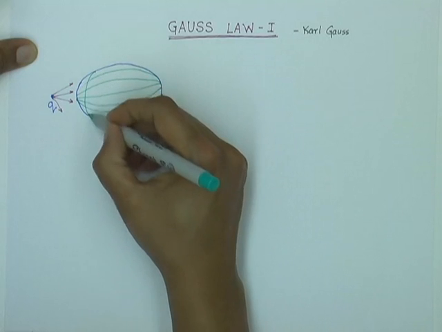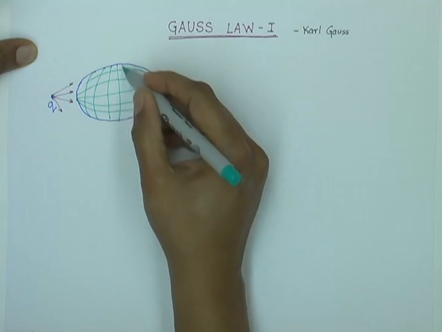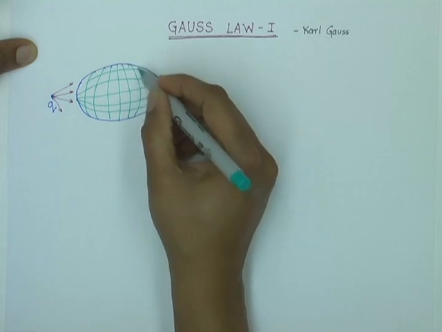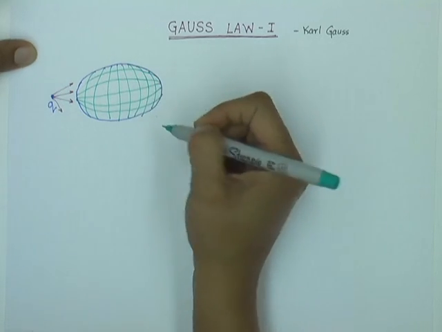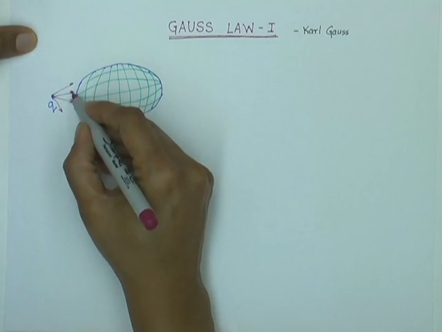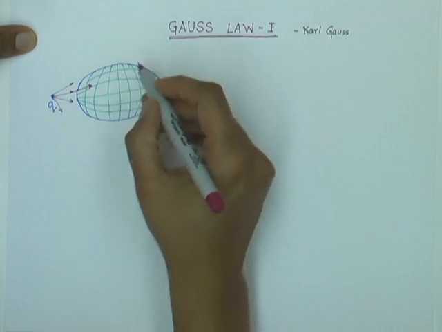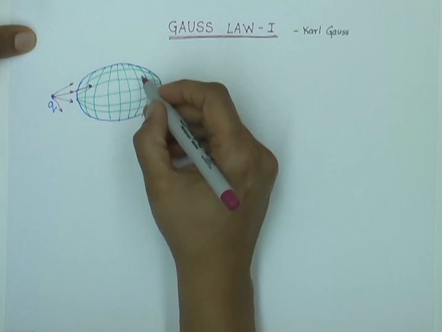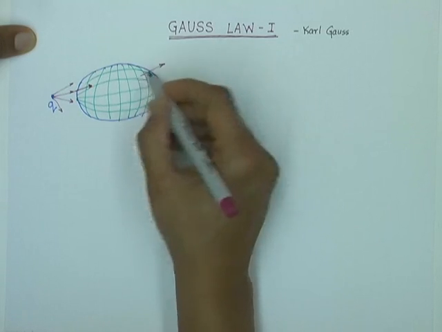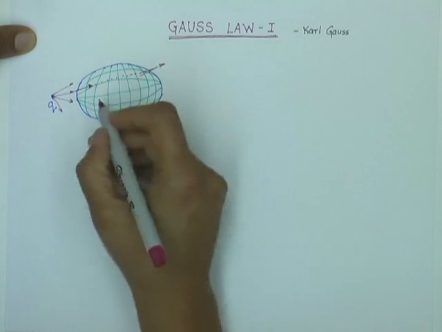I'm making fairly big elements, but if I divide my surface into infinitesimally small elements, then at each point I can say that, so this electric field vector goes like this, it goes inside this, and say it comes out of this point, and this is this line continued basically inside the surface.